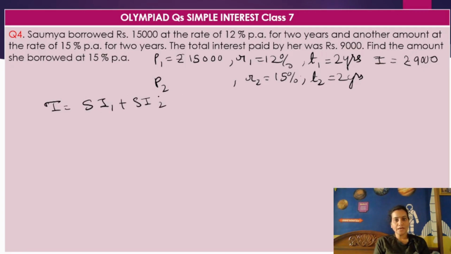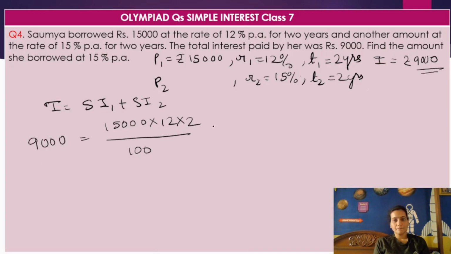और हमें वैल्यू निकालना है P2 का, तो SI1 जो है वो हमारा कितना होगा 15,000 इंटू 12 इंटू 2, मतलब मैं ये सब कुछ मल्टीप्लाई कर रही हूँ फर्स्ट रो में जितना कुछ भी है, डिवाइडेड बाय 100, और यहाँ पे मैं इंटरेस्ट की जगह पर ये वैल्यू 9,000 लिख दूंगी. So it will be 9,000 here plus, I don't know what's the value of P2, so we'll keep it P2 like that. 15 into 2 by 100, right?